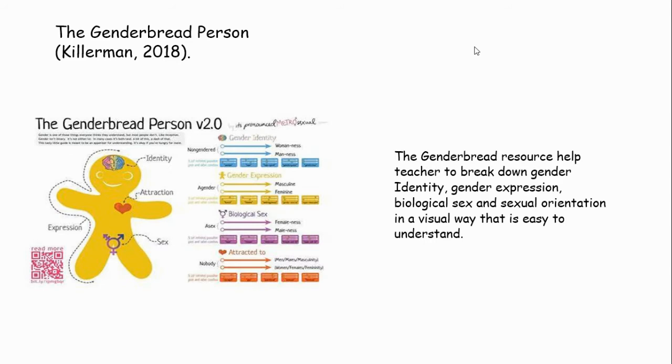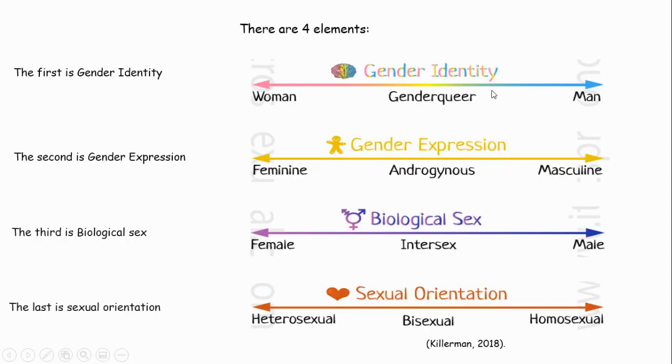So the Genderbread resource helps teachers to break down gender identity, gender expression, biological sex, and sexual orientation in a visual way that is easy to understand. So the first is gender identity. Who you think you are. Are you a woman, man, or do you belong somewhere in between?